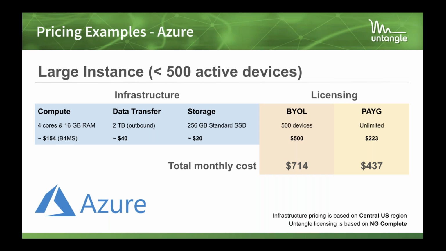And then your licensing cost, if you do BYOL, for 500 devices is going to be $500. In this case, the pay-as-you-go is actually quite a bit more cost effective. For the pay-as-you-go, it's only going to cost you $223. So for the Azure pay-as-you-go for a larger instance, it's a more cost-effective option to go this route. You'll see roughly your monthly cost for a larger instance is going to be about $700 with bring your own license, or about $437 for pay-as-you-go.